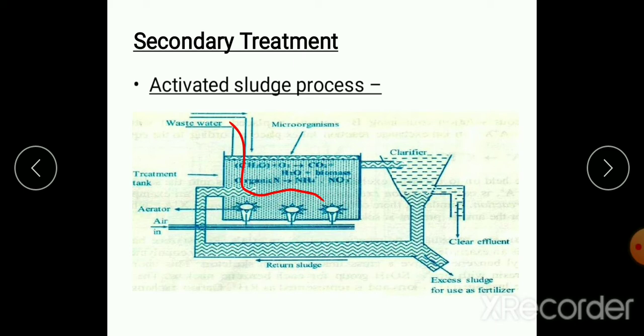This is very important for your final exams. It may be asked for 5, 6, 7 marks. So this is about the secondary treatment. So next is tertiary treatment.